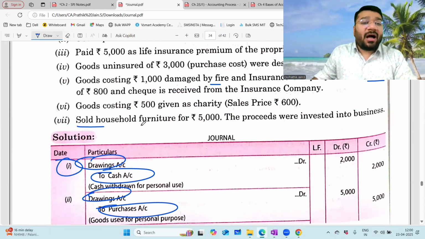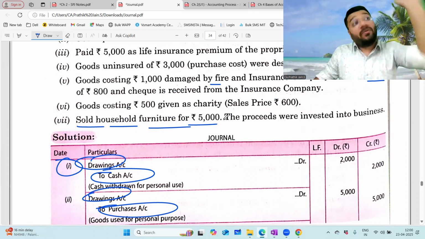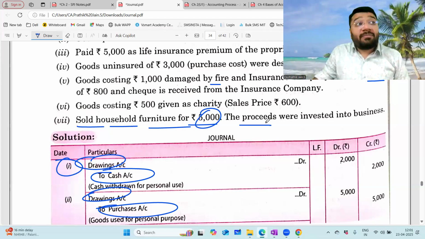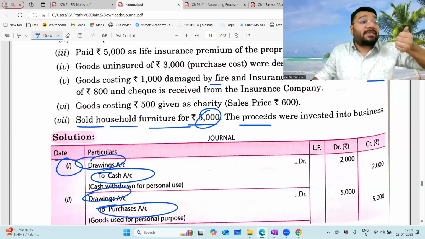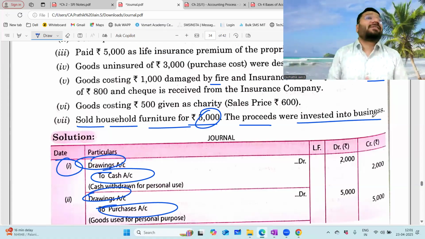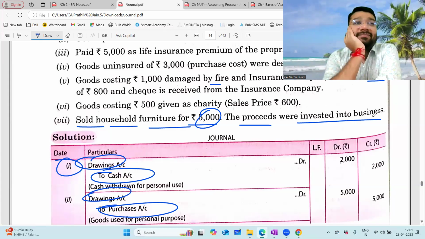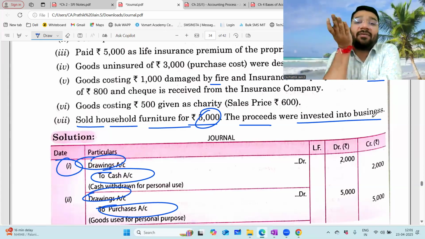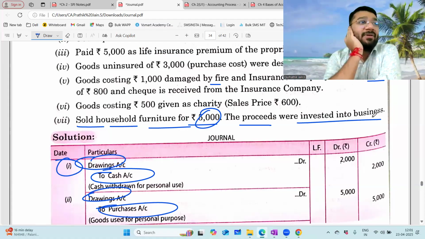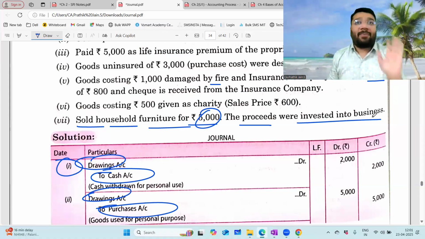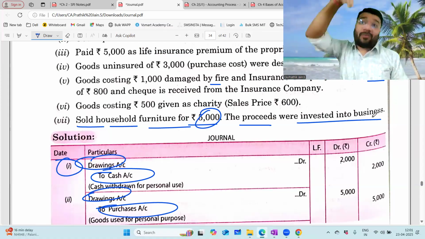Now, sold household furniture for 5000. Household means what? Personal furniture, 5000. Proceeds means what? The money received out of it is called proceeds. That proceeds were invested in business. What is it? This is nothing but 5000 rupees introduced as capital. Normally, we can say this fellow gave 5000 rupees as capital. But they're telling the source of how this 5000 came.